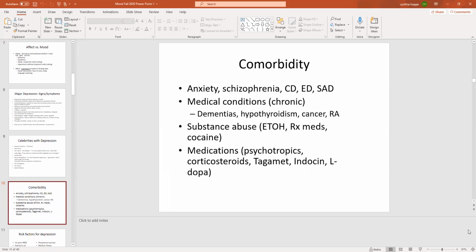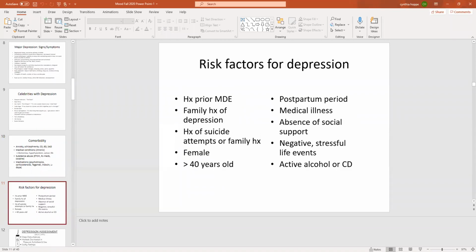We already talked about comorbidity, other than with medications. There are some medications that can also cause mood disorders. Risk factors for depression: a prior major depressive episode, a family history, if we think it's hormonal, think it's related to neurotransmitters, especially serotonin, but all of the neurotransmitters can be affected.